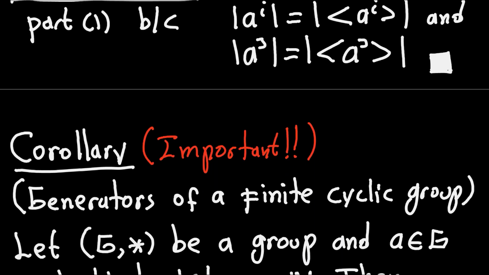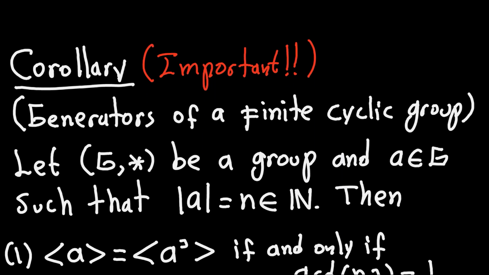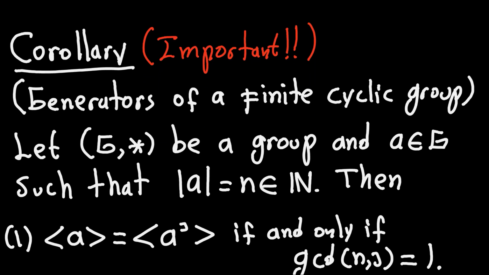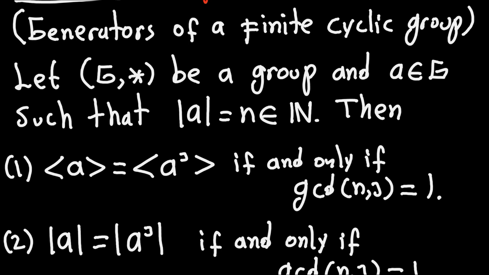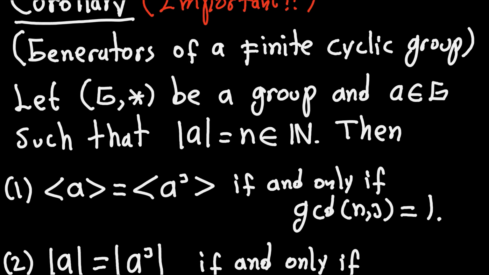Alright, so finally we are ready to describe the generators of a finite cyclic group. This is a corollary, and that's why I marked it as important, because this is the result that tells us, if you have a generator of a finite cyclic group, how you get all the other generators of the group. So let's look at the statement of this corollary. Suppose you have a group G and an element a of that group, and that element has finite order n. This is what the corollary says.